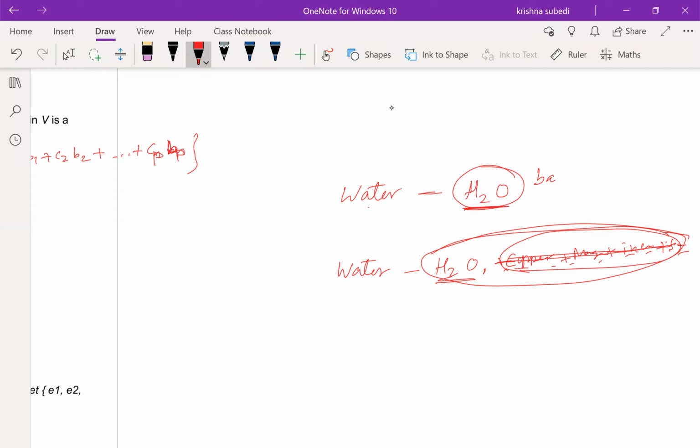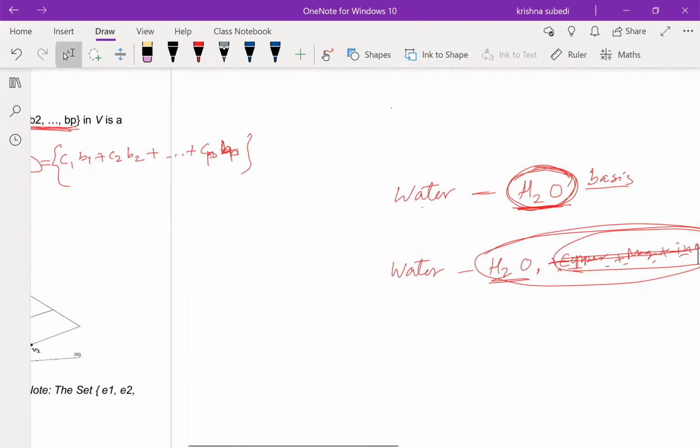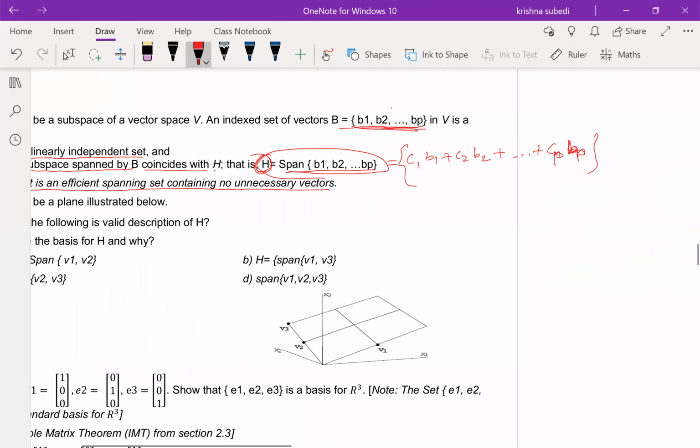But the essential part of the water is this. And you can consider that as the basis of water. Again, this is not a really nice mathematical example, but it's just an analogy that some people find easy to remember. So, the most efficient set of vectors. In order for this to be a basis, there should be no unnecessary vector, no unnecessary element in that set.